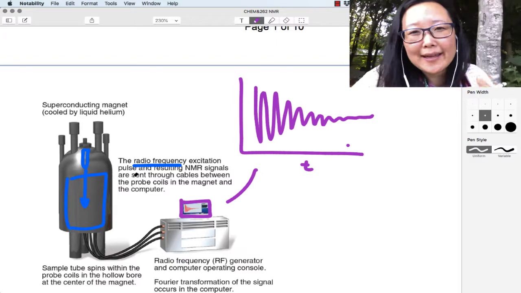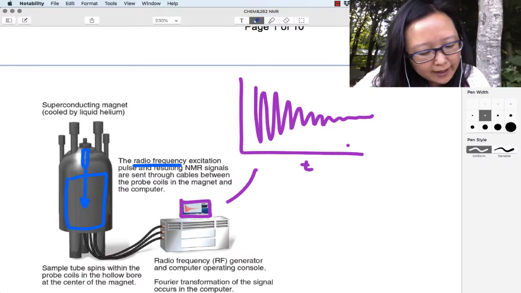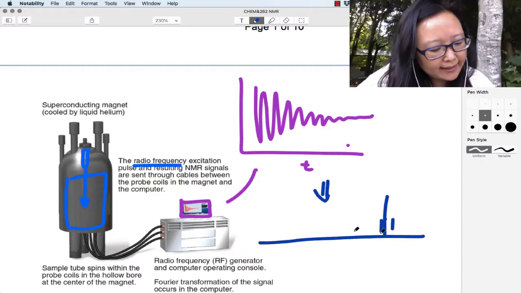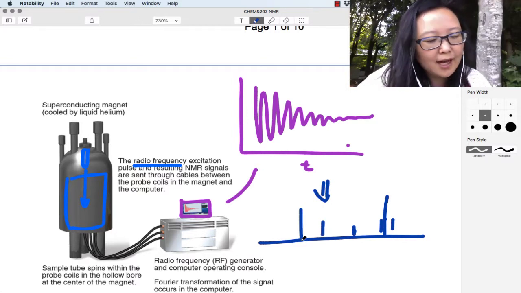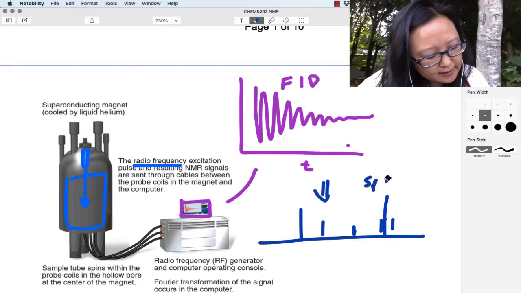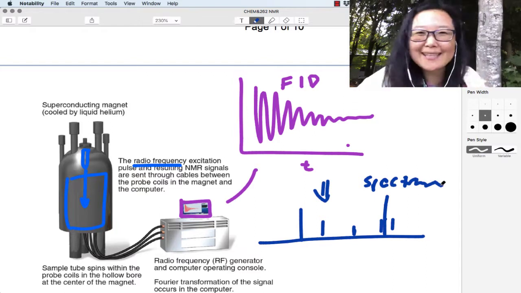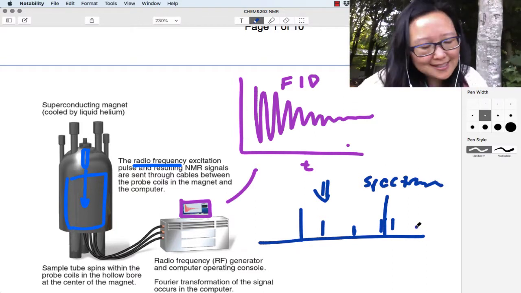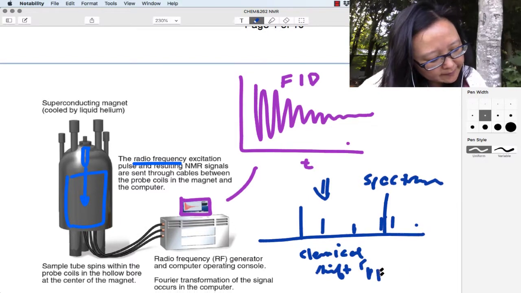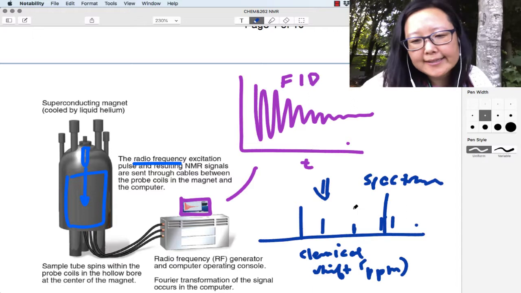Now I can process that using a mathematical operation called a Fourier transform, and that will give me simplified data, so a different way to look at the data. I get actual peaks from this very complex signal. And this is what an NMR spectrum tends to look like. At a basic level, it's just an x-axis, which we call chemical shift, in units of parts per million, and then we have intensity on the y-axis.